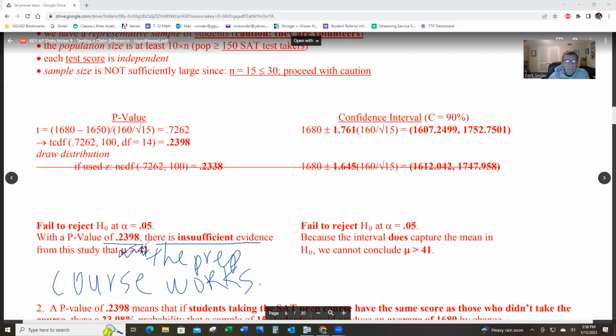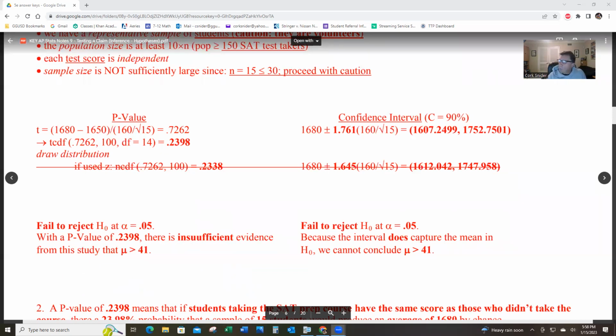With the p-value of this, there's insufficient evidence from this study that the prep course works. It might work. You're not saying it doesn't work. You're saying there's insufficient evidence that it does work. You're not denying that it could work.